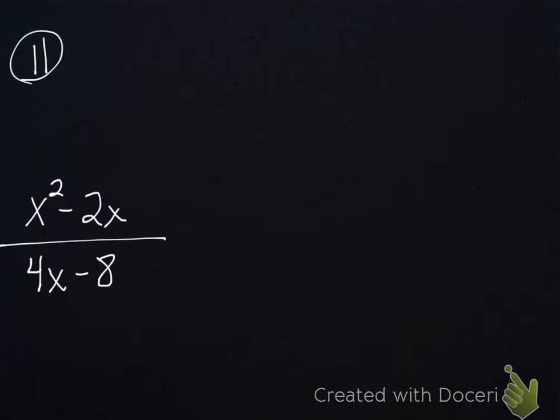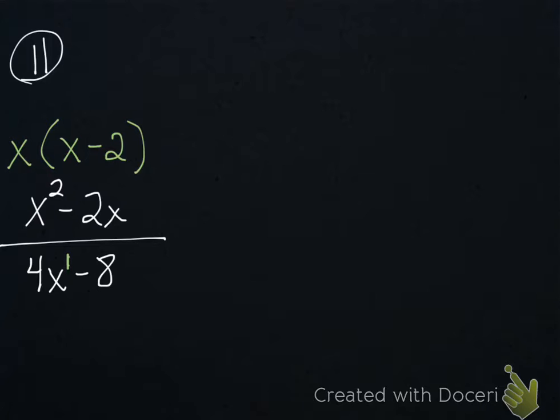Number 11. I have an x squared on top, so I think I should be able to factor, but there's no third term. So let's look for a GCF, greatest common factor. What can we pull out of both x squared and negative 2x? Just an x. What are we left with? X minus 2. Well, that doesn't match anything in the denominator, and the denominator has an exponent of 1.